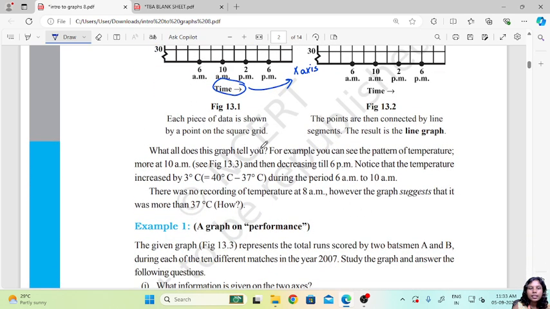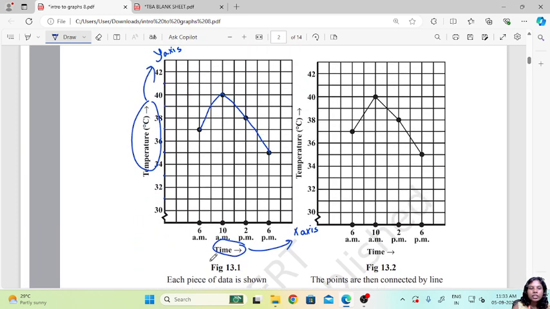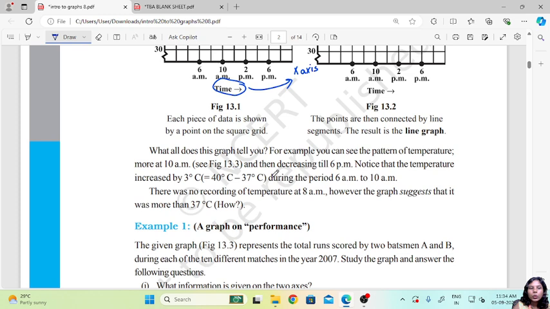Now what does the graph tell you? For example, you can see the pattern of temperature. The highest temperature is at what time? It is 10 o'clock. Then the lowest temperature was noted at 6 p.m. Okay. Notice that the temperature has increased by 3 degrees.